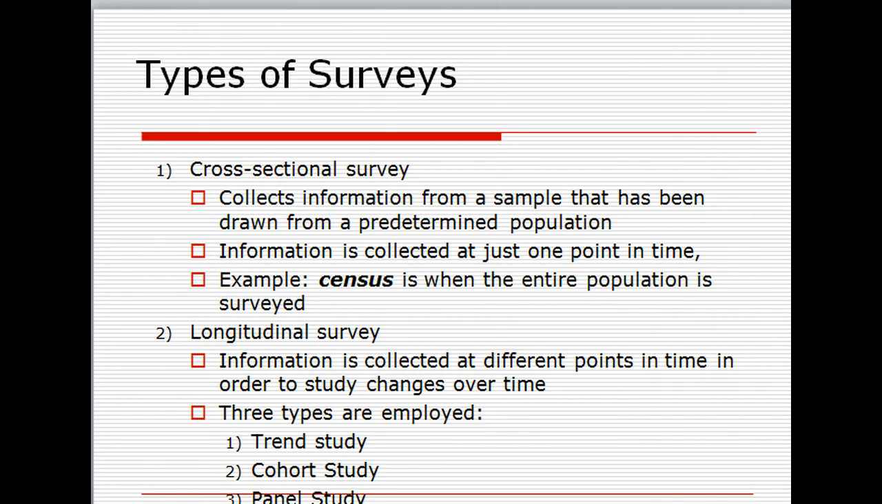So the different types of surveys: cross-sectional surveys are surveys done at just one point in time. Many of the surveys that we're going to be doing for our theses and projects are just a snapshot of something that is going on right now. The census is another example of something that is valid at that time.